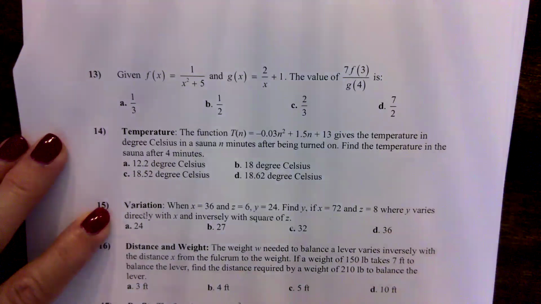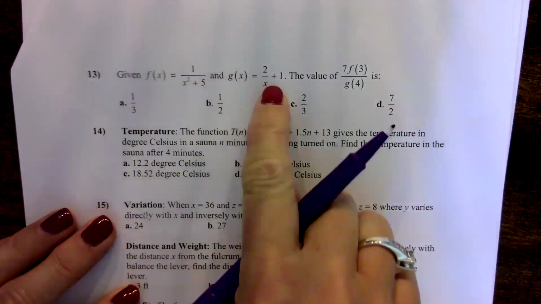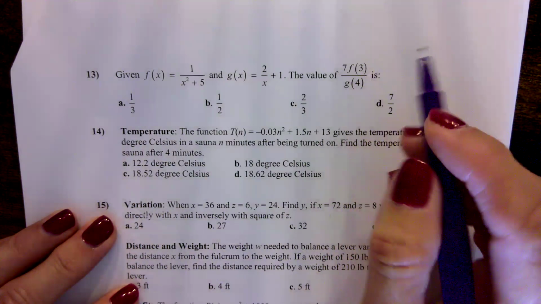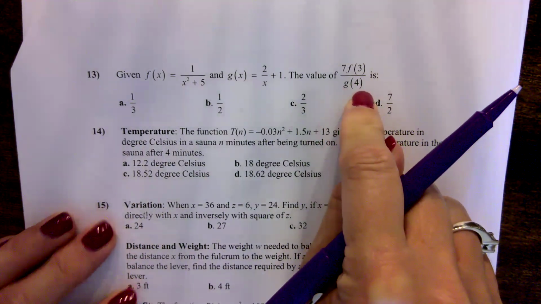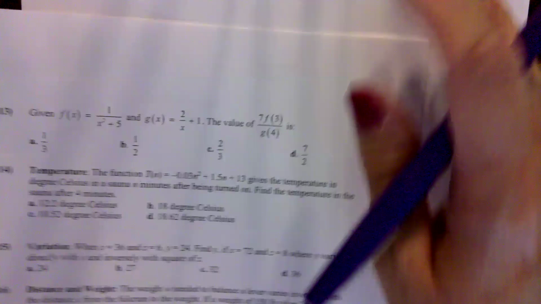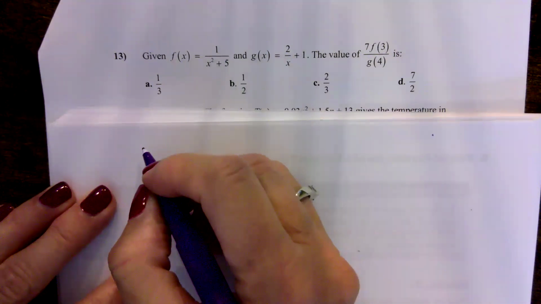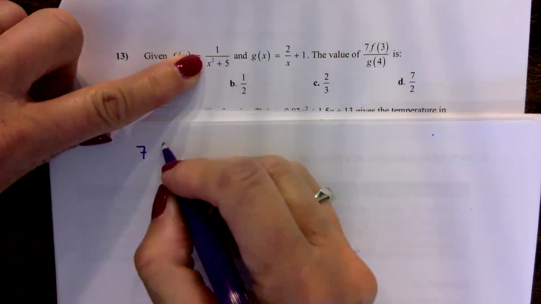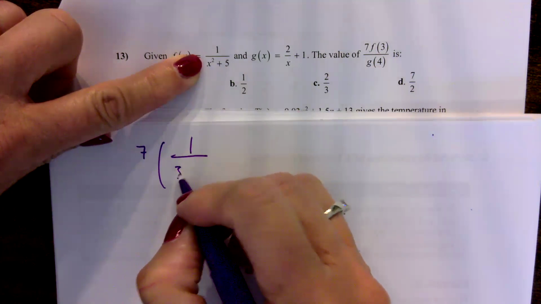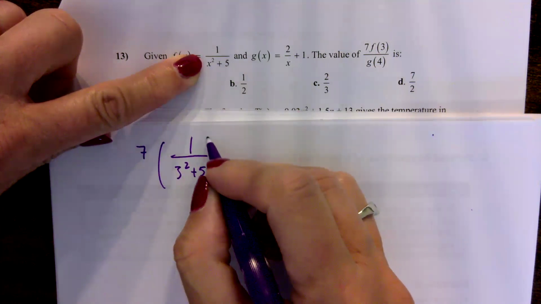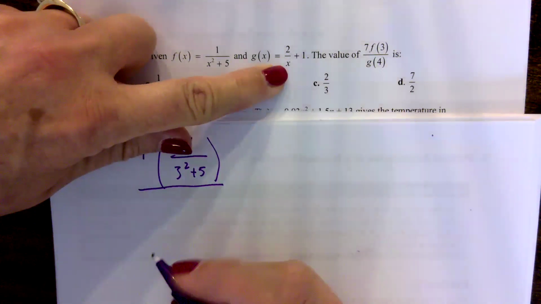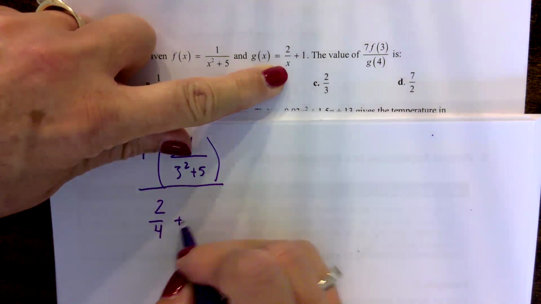Okay, number 13. They gave us two functions, f and g, and they're asking us to evaluate 7 times the f function evaluated at 3 divided by the g function evaluated at 4. So I am going to do that right here. So 7 times, we're going to evaluate the f function at 3. So the f function at 3 is 1 over 3 squared plus 5, all over the g function evaluated at 4. So that means that 4 is going in for x.